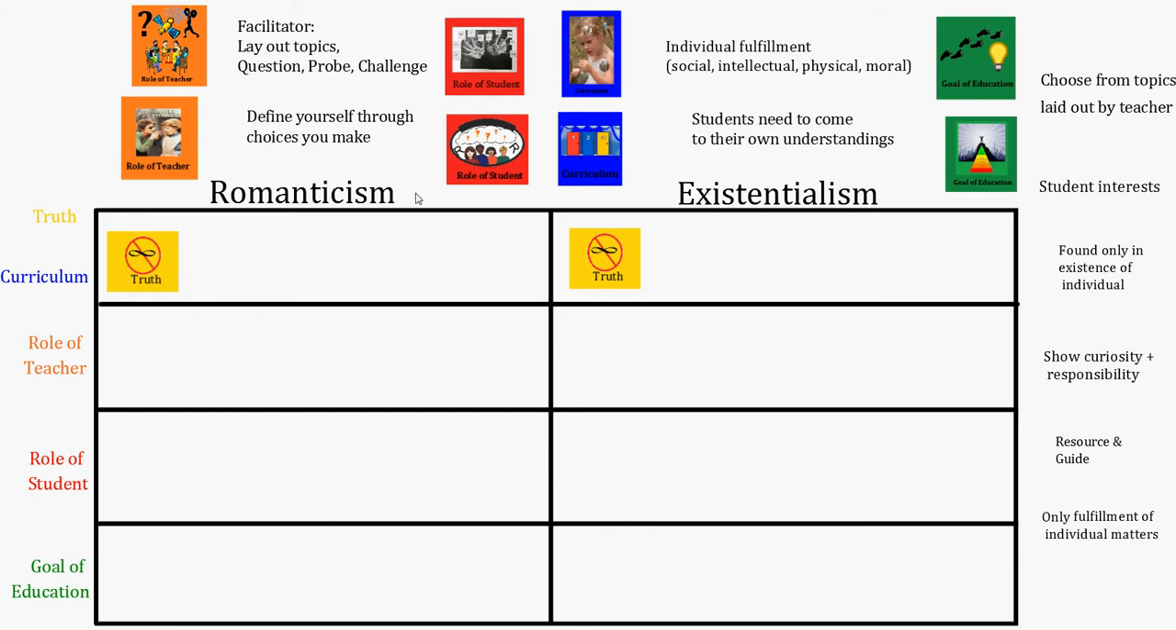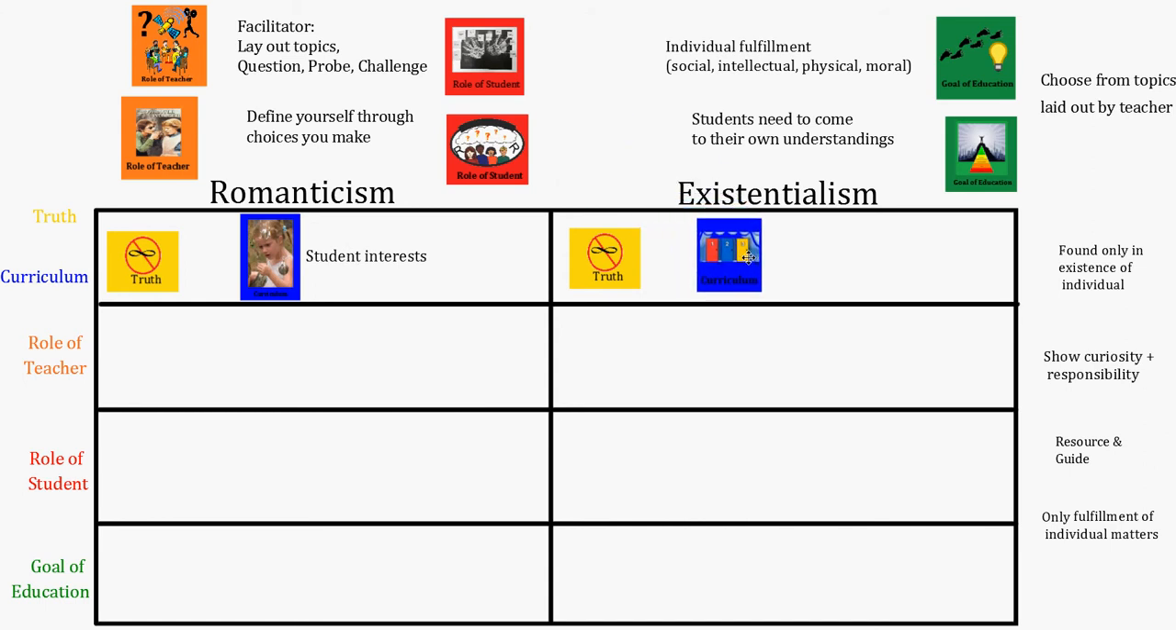So looking at the content or the curriculum for the Romanticist teacher, it has everything to do with student interests and passions. And for the existentialists, they are focused on allowing the student to choose topics that are laid out by the teacher. So the topics that are given as choices are probably more focused than the topics over here for the Romanticist teacher.